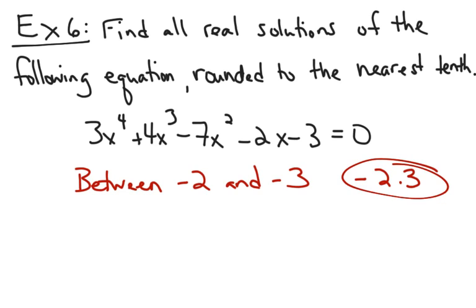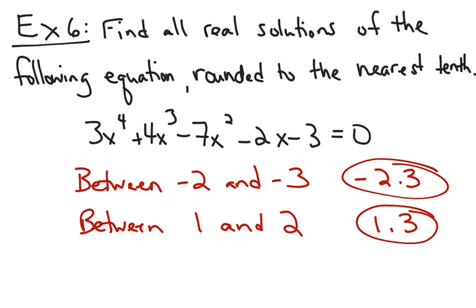The other 0 appears as if it's between 1 and 2. So now if you use the 0 function on the calculator, 1 is your left bound, 2 is your right bound, you'll find out it's at approximately 1.3.